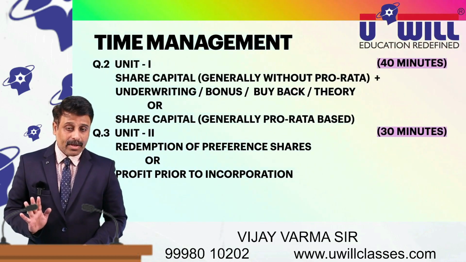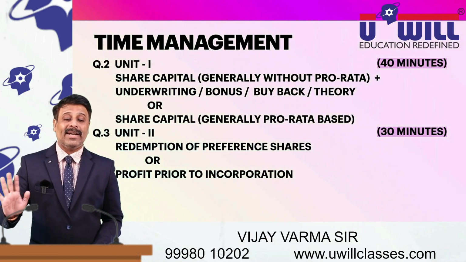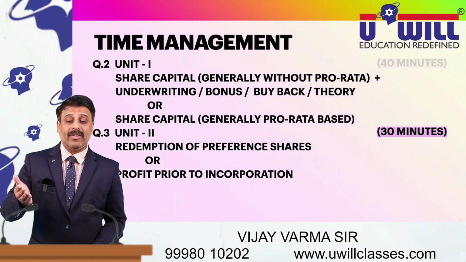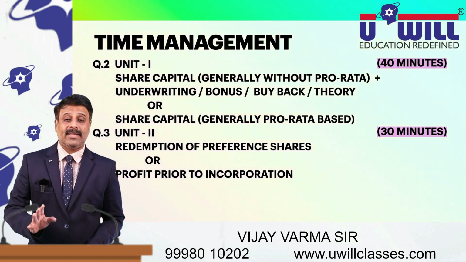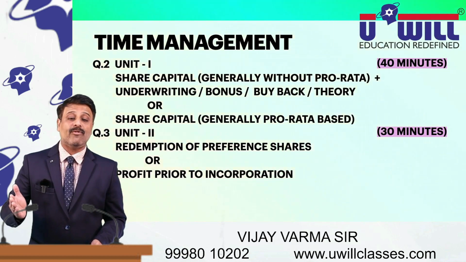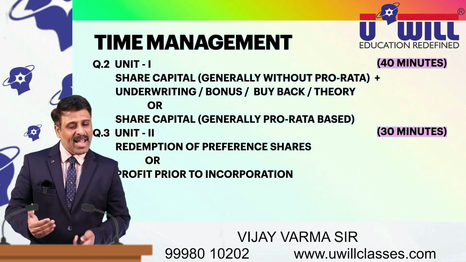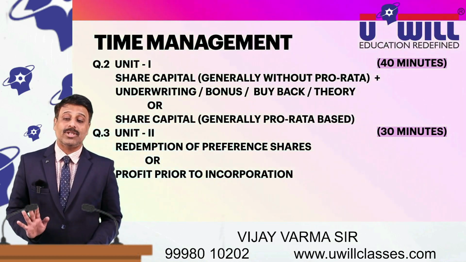So go through the things properly in this video again and see that you follow this time management strictly. Going further in unit 2, if you go with the option which I have recommended, pro rata, it will take around 40 minutes to solve that question. And even if you go with the optional question, share capital plus underwriting and bonus or buyback theory, then share capital might take 25-30 minutes to solve and underwriting and bonus another 10 minutes. So with any of the options, you'll have to devote 40 minutes to this particular question.